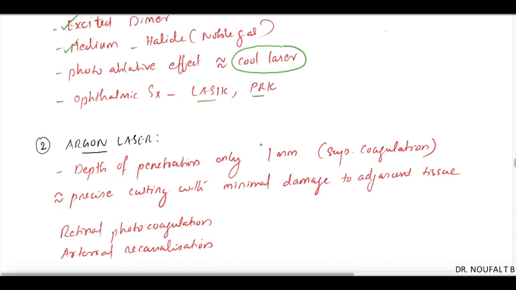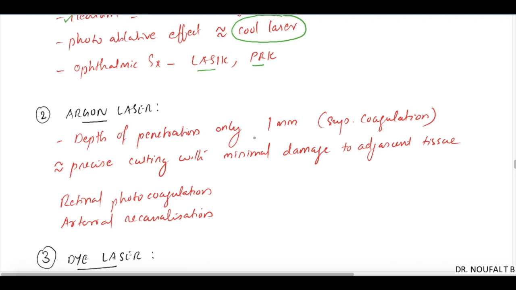Next one is argon laser. Here the depth of penetration is only 1 millimeter. That is superficial coagulation. So this laser can be used for precise cutting with minimal damage to the adjacent tissue. So the applications are retinal photocoagulation and arterial recanalization.